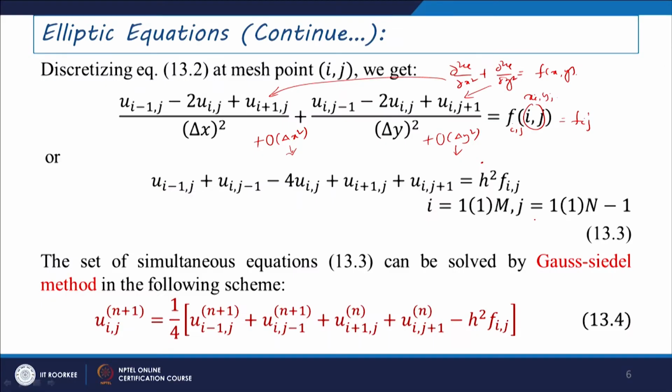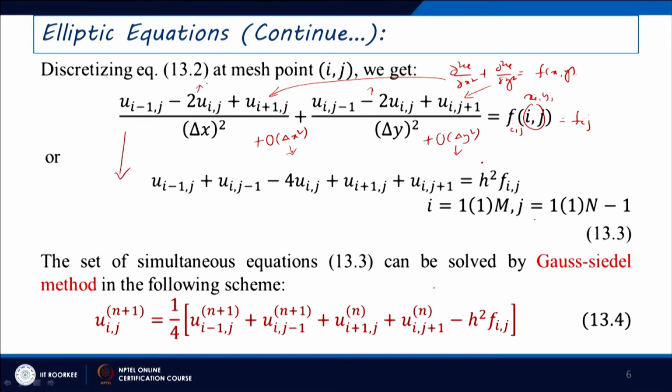And if we write del x equals h and del y equals h, obviously del x square is h square and del y square equals h square, and we write ui minus 1 j plus uij minus 1 minus 4 uij plus ui plus 1 j plus uij plus 1 equals h square fij here.